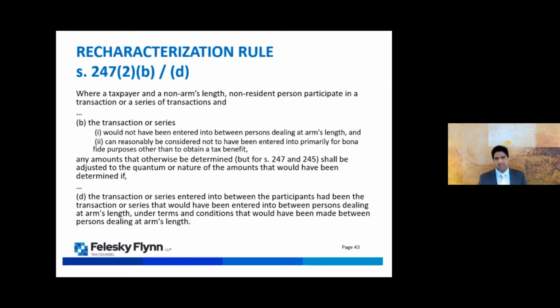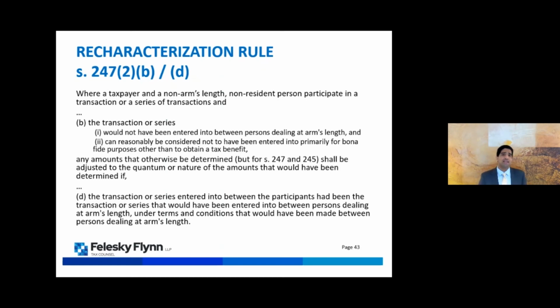And it's paraphrased on the slide in a lot of words, but effectively it applies where you have a taxpayer and a non-arm's length non-resident person, and they participate in a transaction or a series of transactions. And in paragraph B, the condition is that the transaction or series would not have been entered into between persons dealing at arm's length. And ultimately, it's reasonable to consider that the transaction was entered into really for tax reasons.